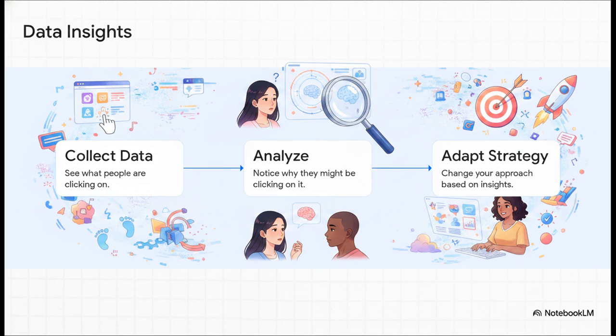Step 1. Collect data insights. Literally just see what people are clicking on. Step 2, analyze audience behavior. Notice why they might be clicking on it. And step 3, adapt your marketing strategy. Change your approach based on what you just learned. It's really just about listening to your audience through the digital footprints they leave behind, and then adjusting your campaigns to give them a better, more personalized experience.